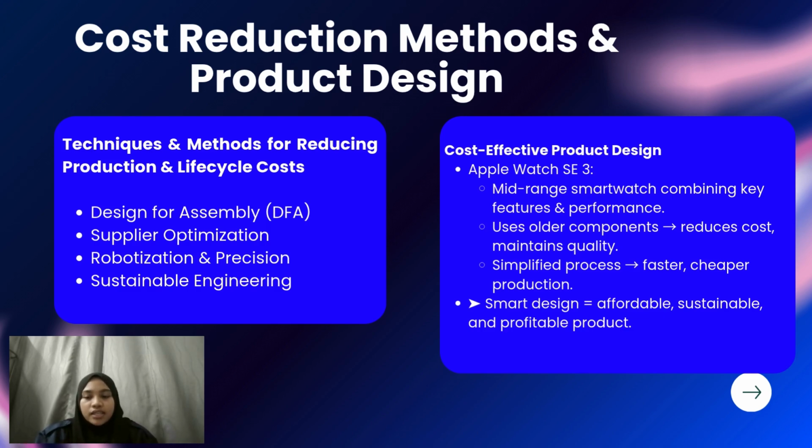Now, on the right side, is an example of cost-effective product design. The Apple Watch SE3. This watch is designed as a mid-range smartwatch that still combines key features and good performance. It uses older components which help reduce costs while maintaining quality. It simplifies the production process, which also means faster and cheaper manufacturing. Overall, it's a great example of smart design, a product that is affordable, sustainable, and profitable at the same time.